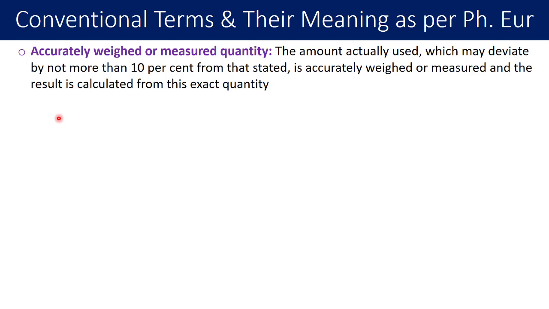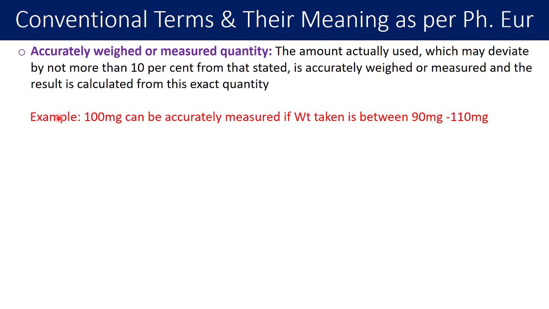That means if you say that 100 mg has to be taken, I can say that the 100 mg is taken accurately if the weight taken is between 90 mg and 110 mg, which is exactly within the 10% variation. Minus 10% becomes 90 mg and plus 10% becomes 110 mg. So this is called accurately weighed. But more importantly, in this situation, you need to consider the actual quantity measured for your further calculation part.